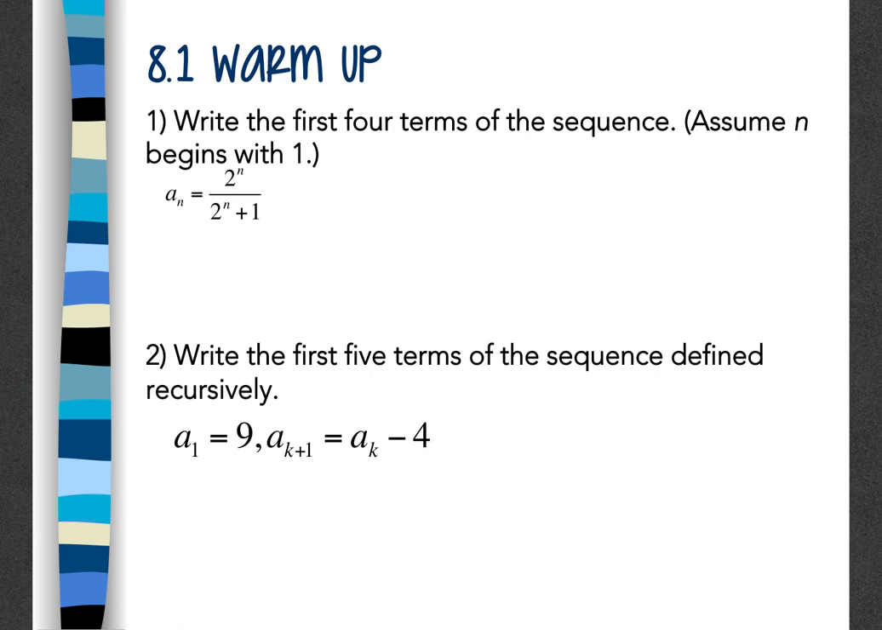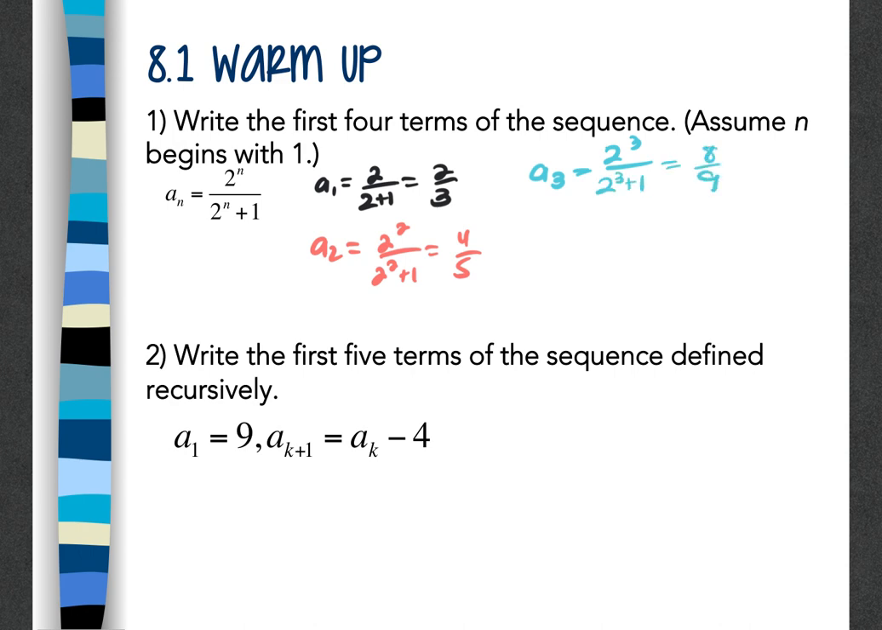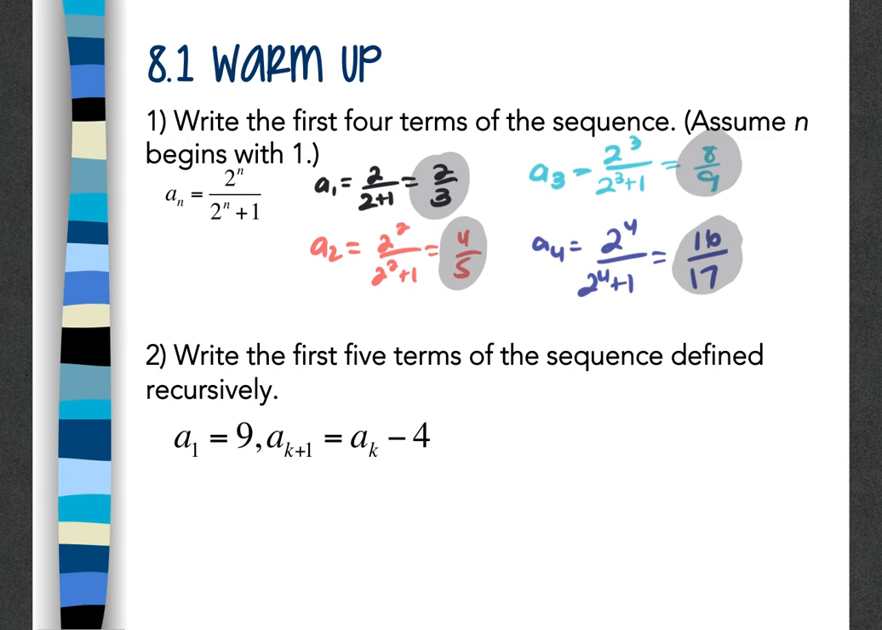So it says write the first 4 terms of the sequence that begins with 1. So A1 would be 2 over 2 plus 1, 2 over 3. A2, 2 to the second over 2 to the second plus 1, 4 over 5. A3, 2 to the third over 2 to the third plus 1, 8 over 9. And A4, 2 to the fourth over 2 to the fourth plus 1, 16 over 17. So 2/3, 4/5, 8/9, and 16/17. Again, in that order, is how you'd list them.